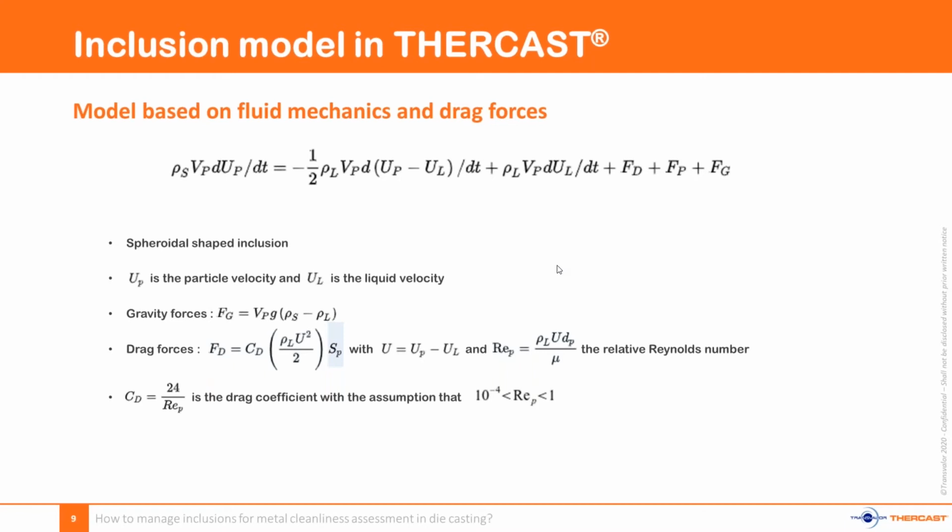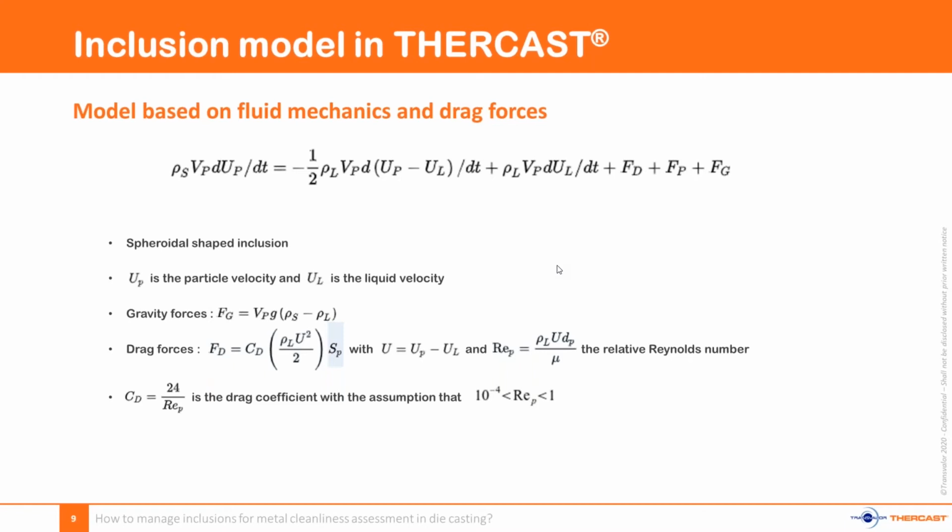We solve this model under some assumptions. The first one is a spheroidal shape for the inclusion. We deal with the particle velocity and the liquid velocity, and mainly the relative velocity between particles and liquid. Drag force and gravity force are taken into account. The drag force takes into account the relative velocity and the relative Reynolds number.